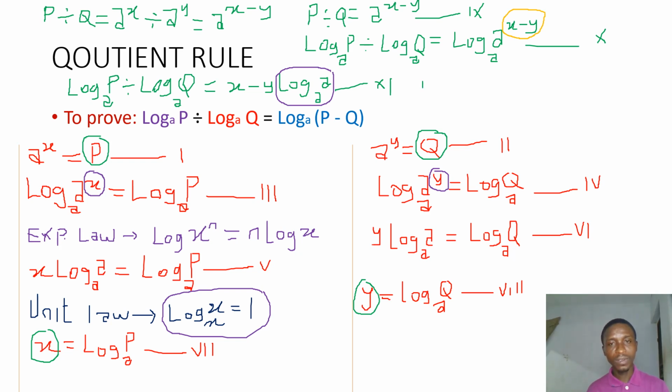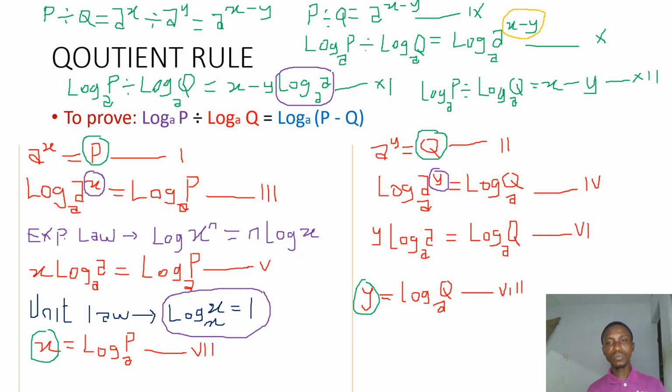So we have log p base a divided by log q base a, and that will now be equal to x minus y, and let's call this equation 12.